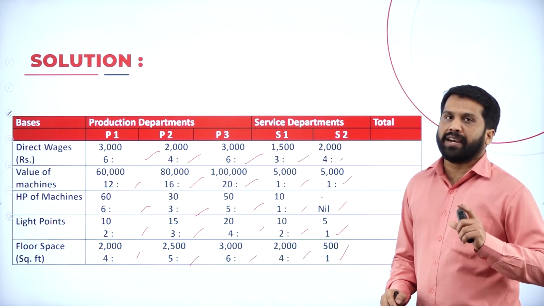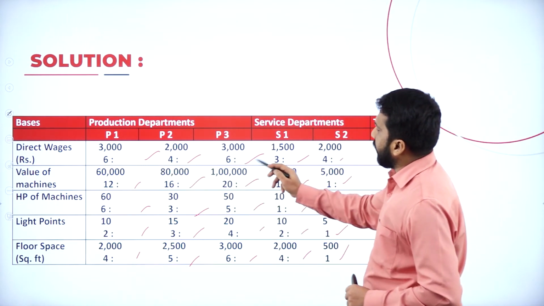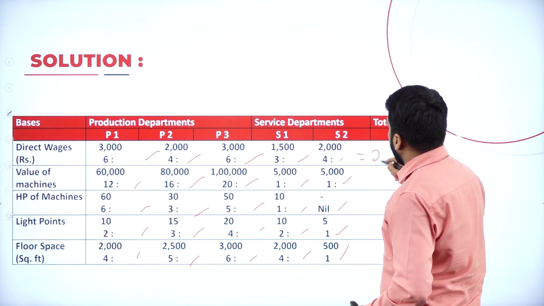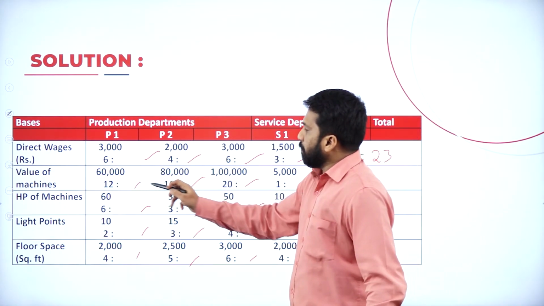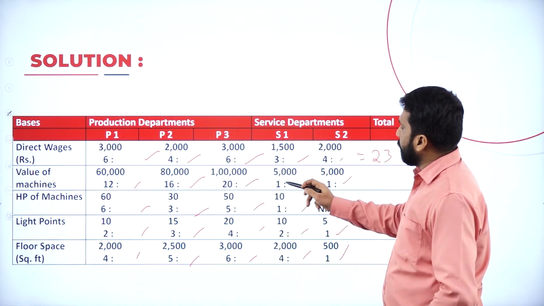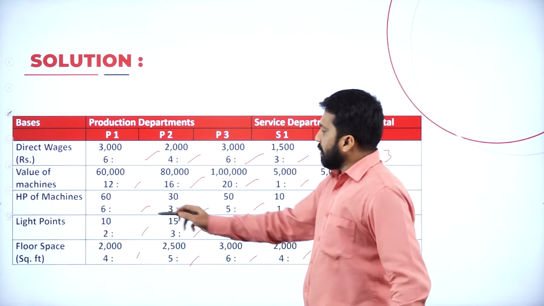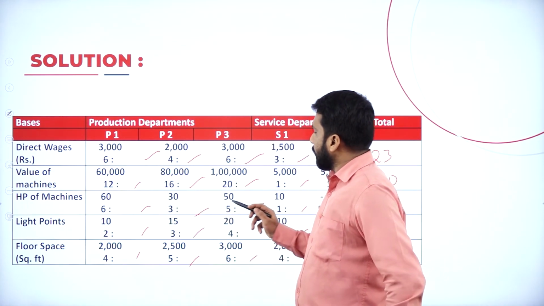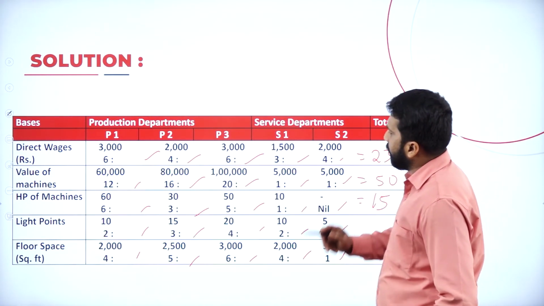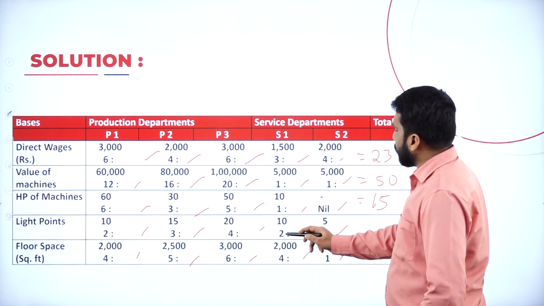All simplified one. Now, just add 6 plus 4, 10. 10 plus 6, 16. Plus 3, 19. And we got 23. 12 plus 16, 28. Plus 20, 48. Plus 1, 49. And we got 50. 6 plus 3, 9. 9 plus 5, 14. Plus 1, it is 15. 2 plus 3, it is 5. Plus 4, 9. Plus 2, 11.